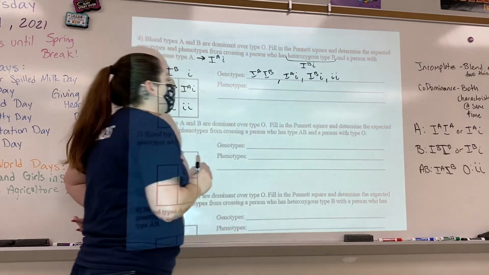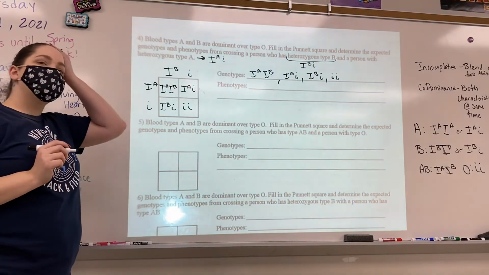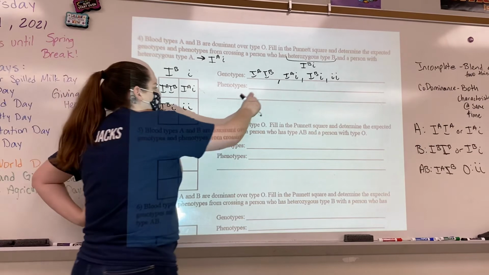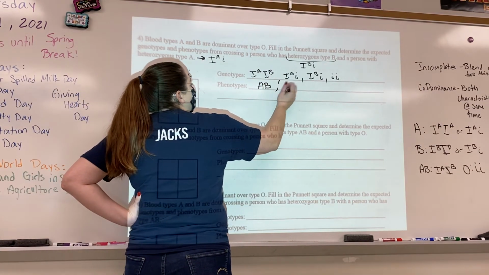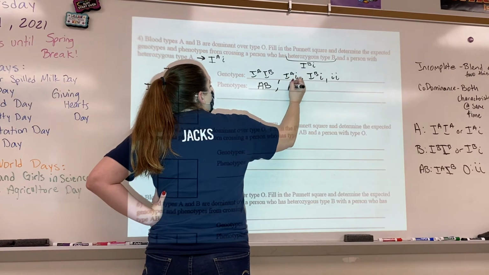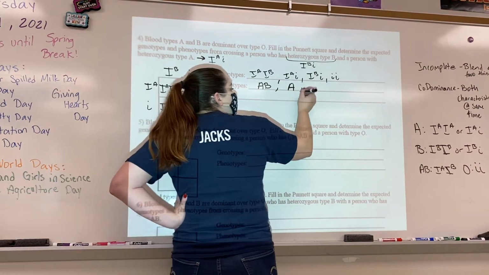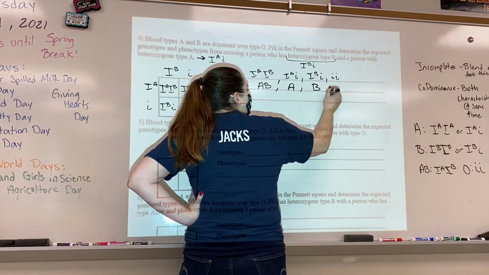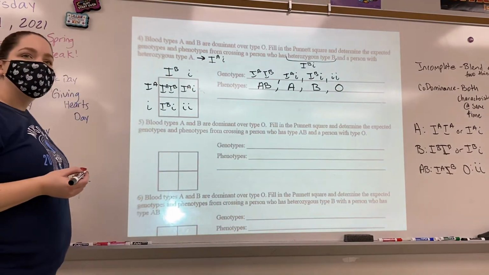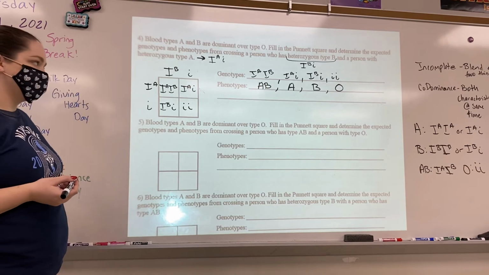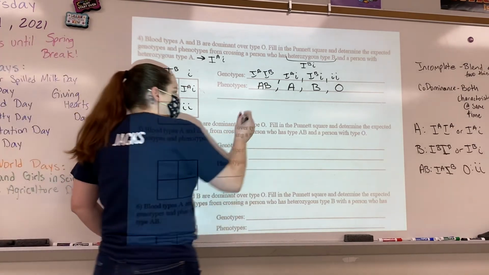So if I have those possible genotypes, what are my possible phenotypes? What is this phenotype? AB. What is this phenotype? Heterozygous A. So just A. Heterozygous B. So just B. And then O. And then what are the probabilities of each of those? 25%. They're all 25%. Very good.